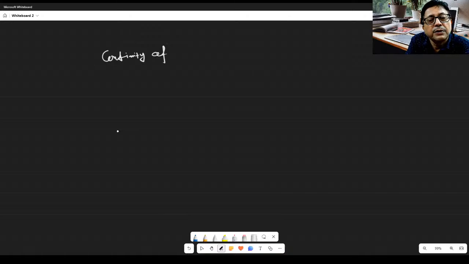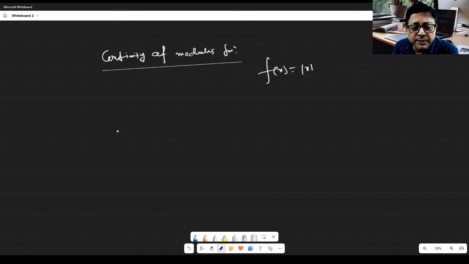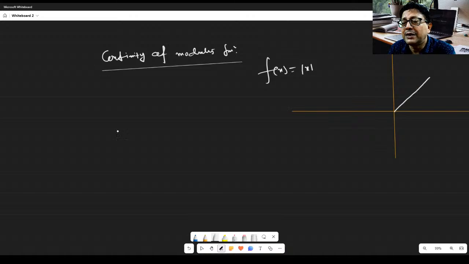Continuity of modulus function. Okay, modulus function f(x) equal to mod x, graphically you can state easily. Graphically you can state the graph will be like this, mod x graph.